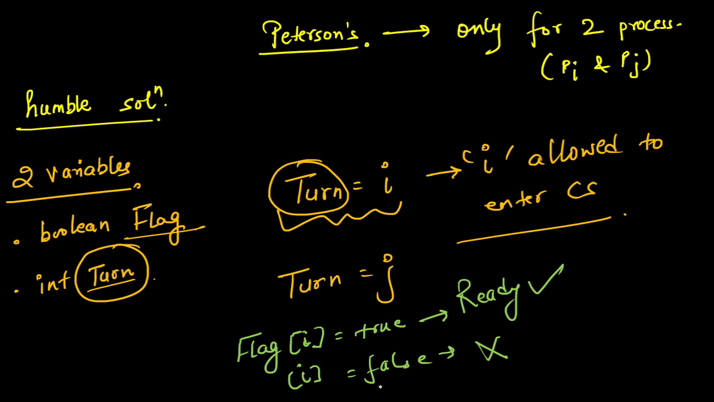So this is the basic crux of the Peterson solution. It is based on these two variables only, flag and turn. Flag will tell you which process is ready to enter, and turn will tell you whose turn it is to enter the critical section. I hope you have understood up to here. We discussed this in the previous session, so that is why I went a little bit fast.